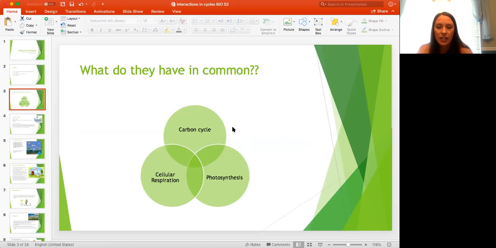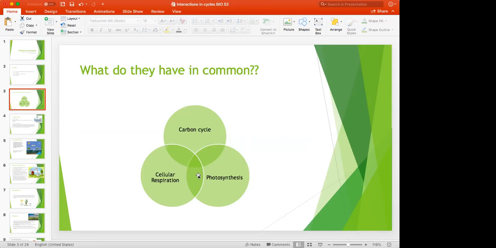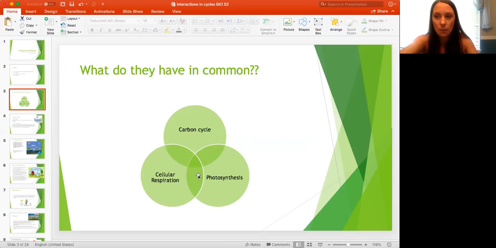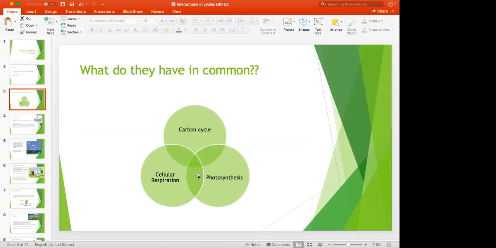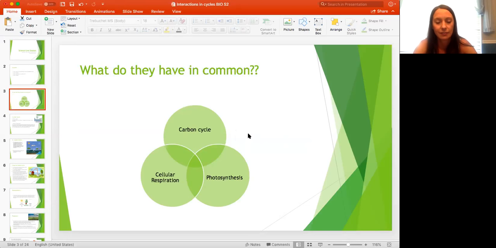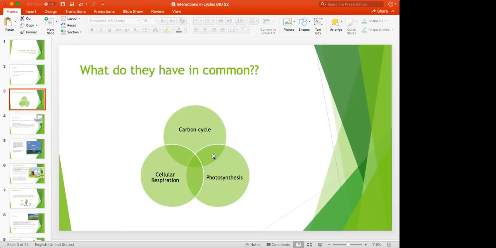Okay. Can you guys think of anything that they have in common, these three? Carbon cycle, cellular respiration, and photosynthesis. They each have to have, what is it, water. Okay. Water and a couple other elements. I want to say carbon dioxide.